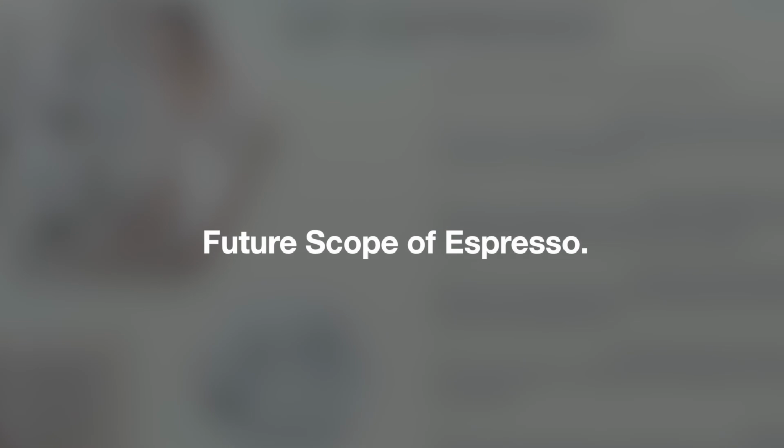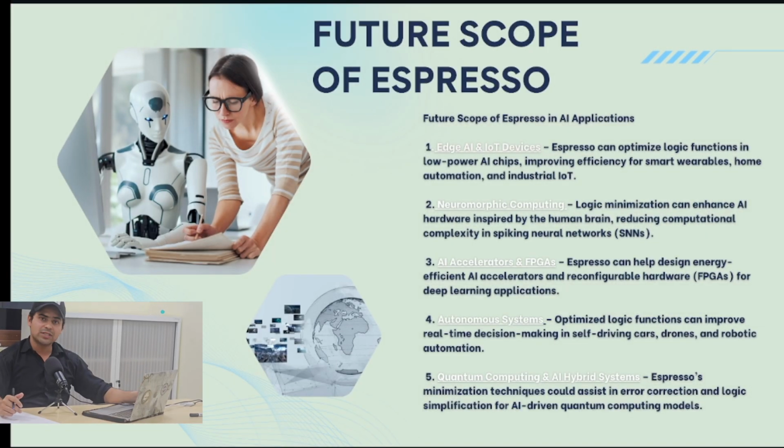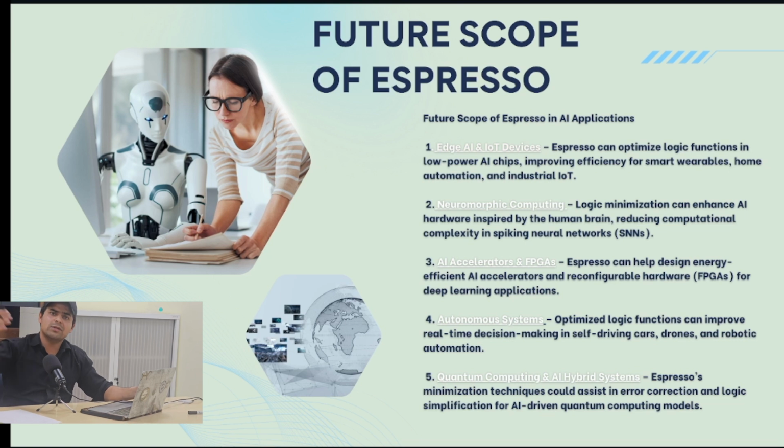The next thing is future scopes of Espresso. If you are working on something, keep in mind that there will be some future scope of that as well. So there are a few things that I will consider. The first one is edge AI and Internet of Things. The second one is neuromorphic computation, AI acceleration and FPGAs. The fourth is autonomous systems, and the fifth one is quantum computing and AI hardware systems.